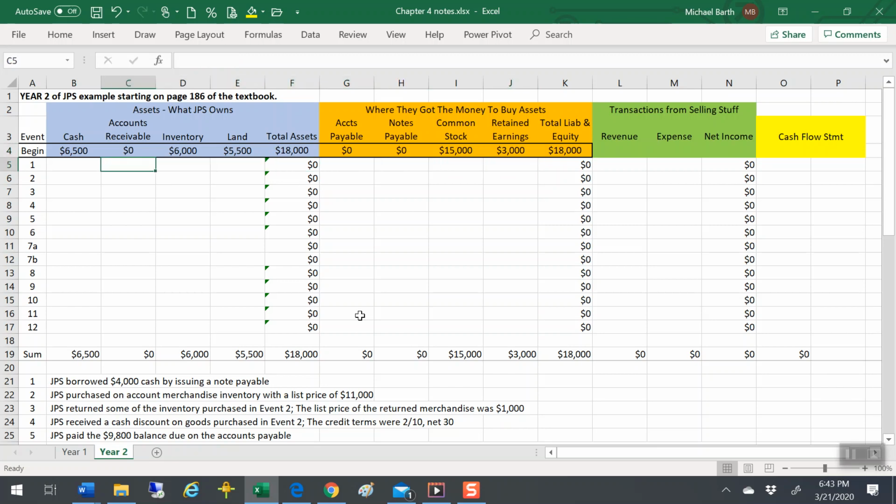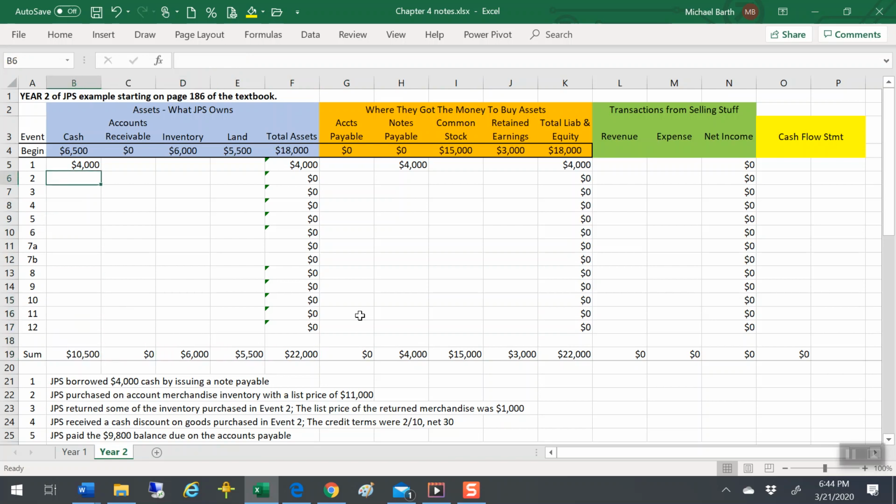All right, so let's start with the events in year 2. Event number 1, they borrowed $4,000 cash by issuing a note payable. So cash goes up by $4,000. A note payable is an IOU. I borrowed money, call it from the bank, for notes payable, and now my balance sheet still balances. That's not a sale to anybody. It's simply I go out there and borrow some money. So now I have $22,000 in assets. 18,000 of it is owner's equity, that is common stock and retained earnings. And the other 4,000 is borrowed money, or OPM, other people's money.